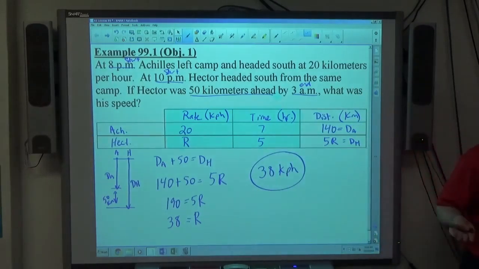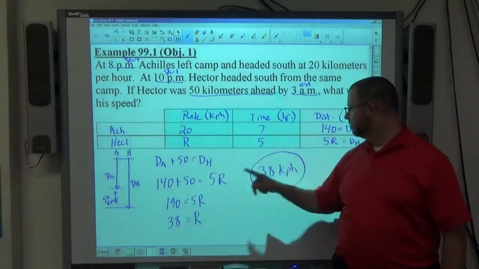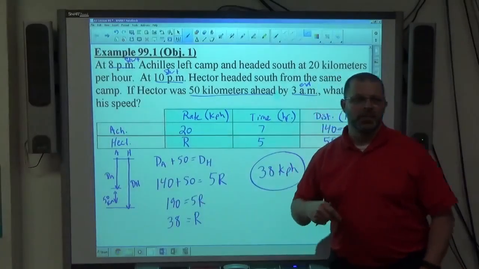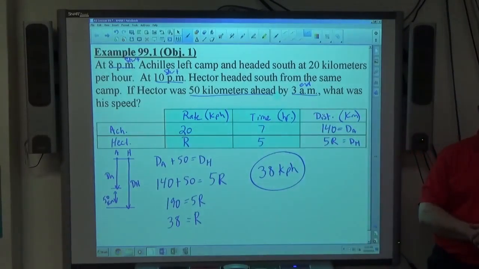The only other thing we didn't know was Hector's distance. We need to know Hector's distance. It's 190, isn't it? 5R equals 190. 190 kilometers, or 38 times 5 if you wanted to. You would have gotten 190 that way also.